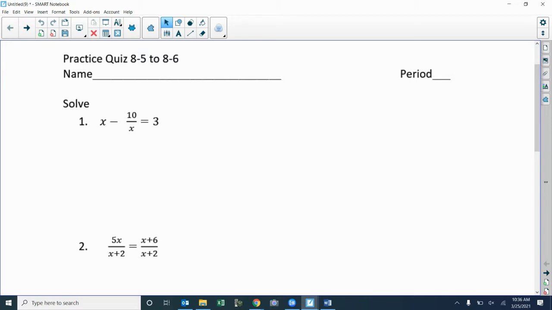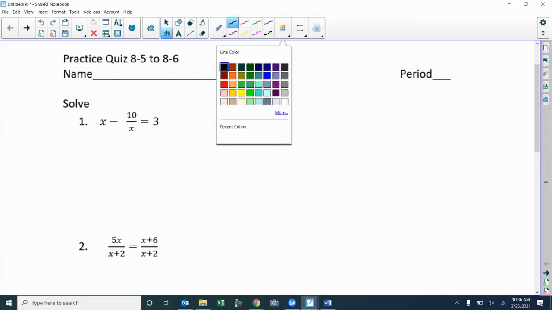Quiz will be tomorrow. There we go. These all have a similar feel to them, so hopefully you're on board and have been working on them a little bit.